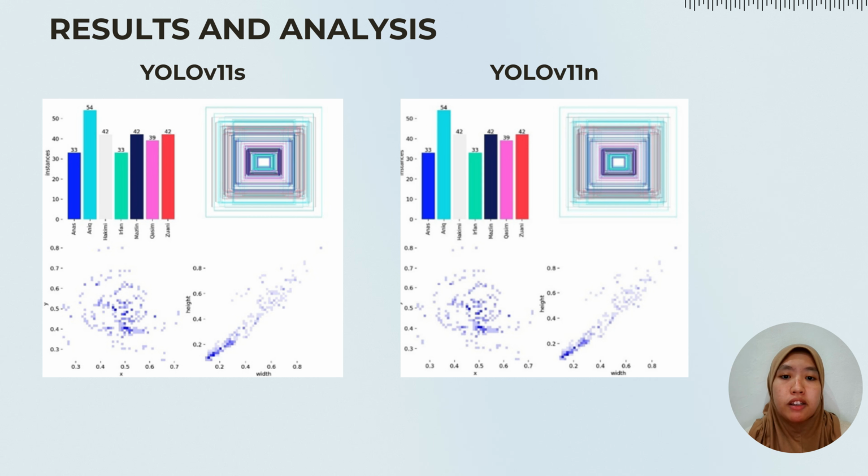As you can see here, Anik has the most instances, which is 54, and Anas and Irfan the fewest, which is 33. The object centers and box dimensions follow the same patterns in both cases, which confirms that any performance differences between the two models stem from architecture, not the data.